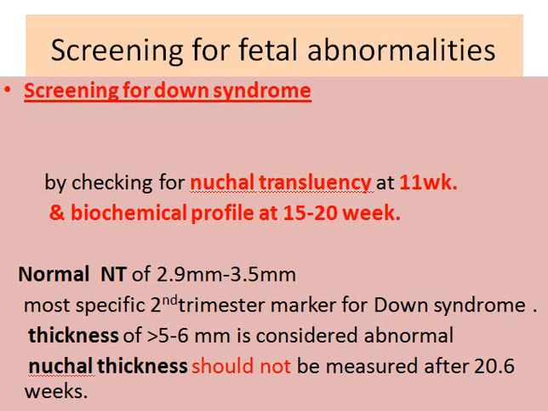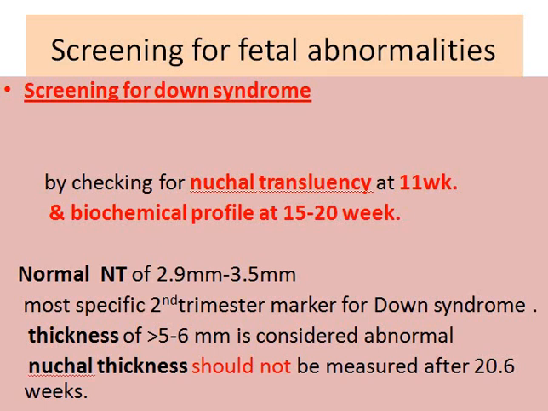Now, screening of fetal abnormalities is also common. We can do this by ultrasound. We can detect Down syndrome by checking for nuchal translucency. This is checked at the 11th week, and we can also do a biochemical profile at 15 to 20 weeks, which is checking for alpha fetoproteins in the blood.